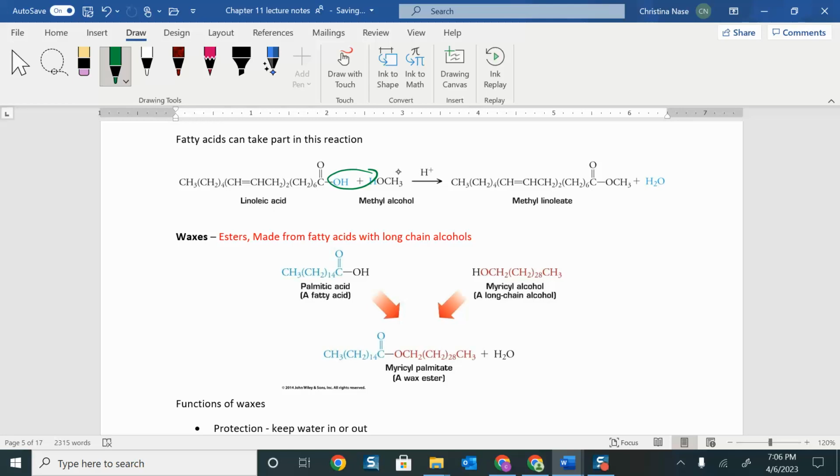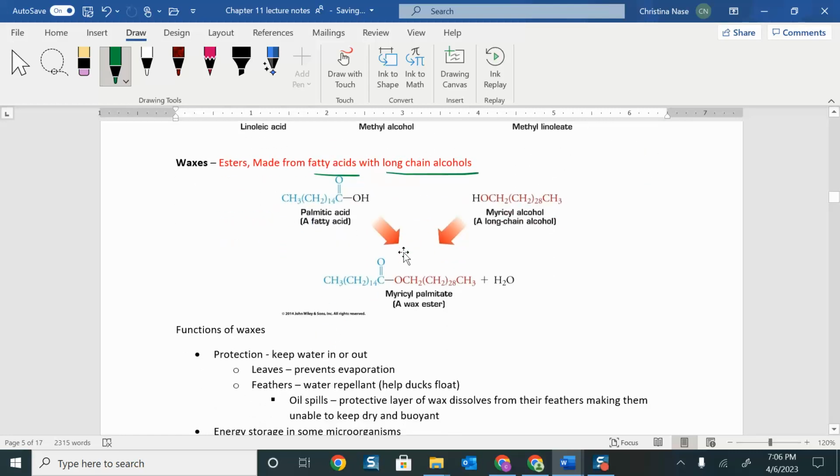So waxes are just esters made from fatty acids with long chain alcohol. So we're going to have long chains on both sides, pretty much. That's how you're going to get a wax. You're going to be given the carboxylic acid, you'll be given the alcohol. Can you find the wax? We'll do an example of this, trying to draw that wax.